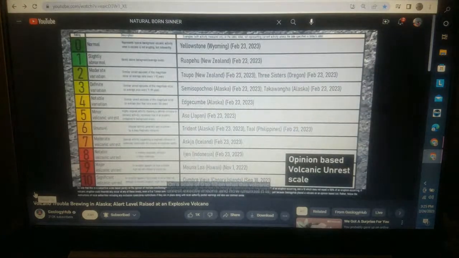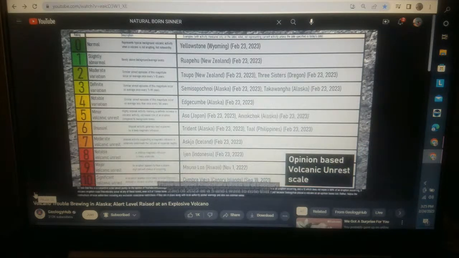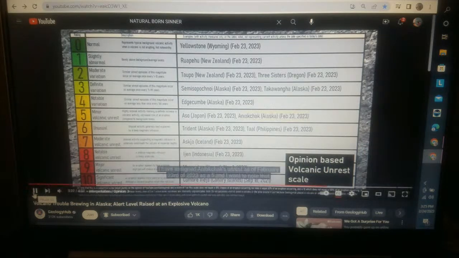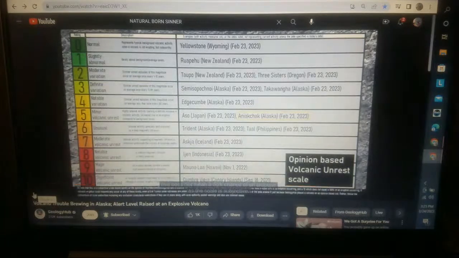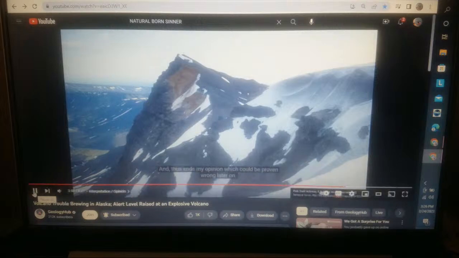On a scale of 0 to 10 on what this volcanic unrest exactly means and how unusual it is, I have assigned Aniakchak's unrest as of February 23rd of 2023 as a 5, and I want to note that this does not mean a 50% chance of an eruption, as the scale is subjective, and thus ends my opinion, which could be proven wrong later on.